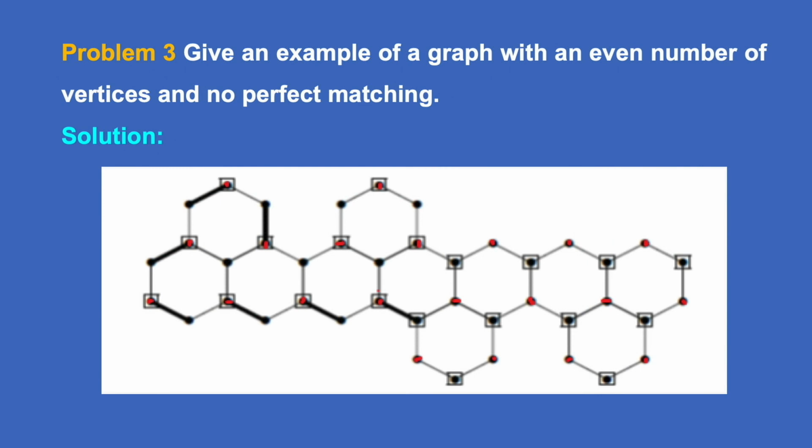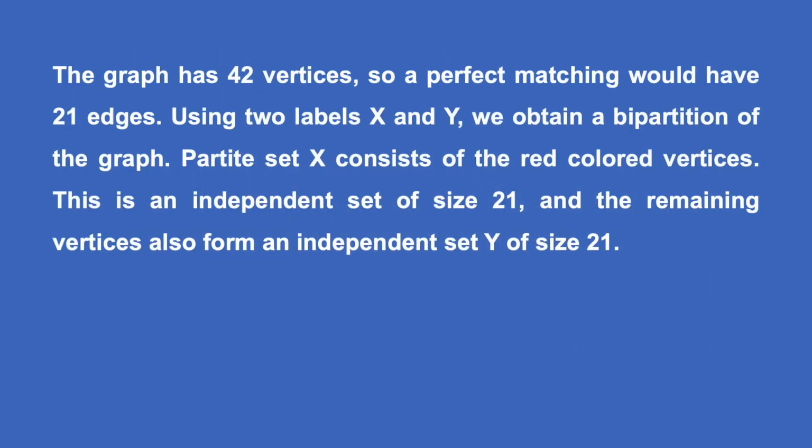Let us see another problem. Give an example of a graph with an even number of vertices and no perfect matching. So, consider the graph on the screen now. The graph has 42 vertices. So, a perfect matching would have 21 edges.